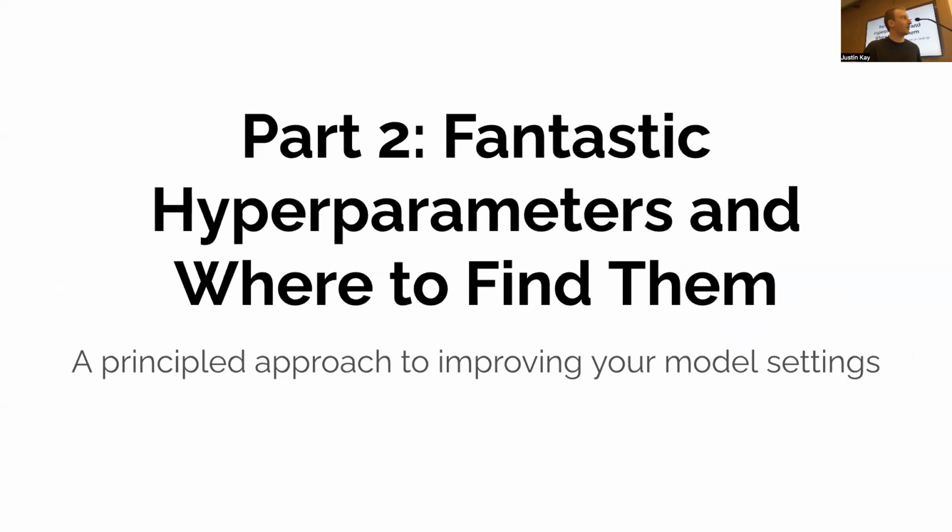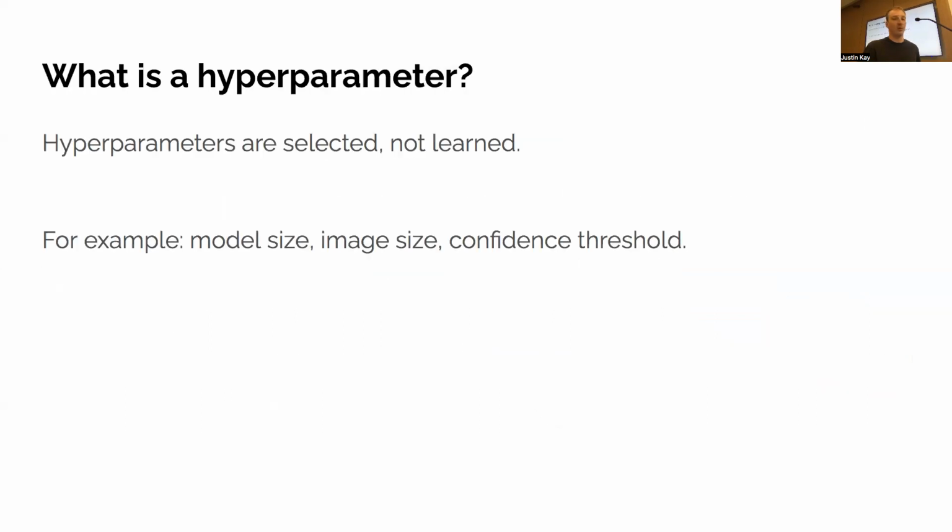Okay. So hyperparameters. What is a hyperparameter? A hyperparameter in general is a parameter that you have selected, not learned. Your model is a neural network that has millions of parameters that it's learning every iteration from your training data. Outside of that process, there are other parameters that you set: how big is your model? What's your image size? What's your confidence threshold? What's your batch size? These are hyperparameters. They're not learned, you set them. How do you set good values? That's the question we're going to try to answer.